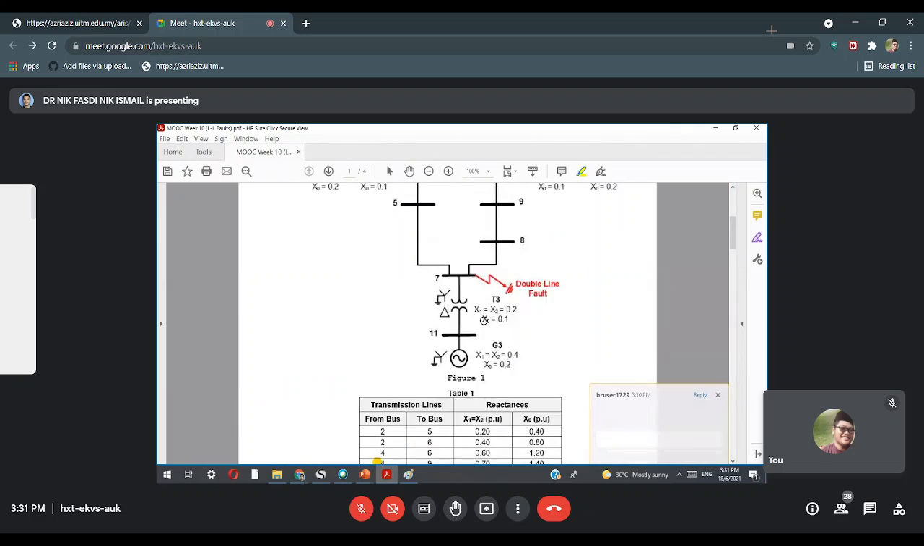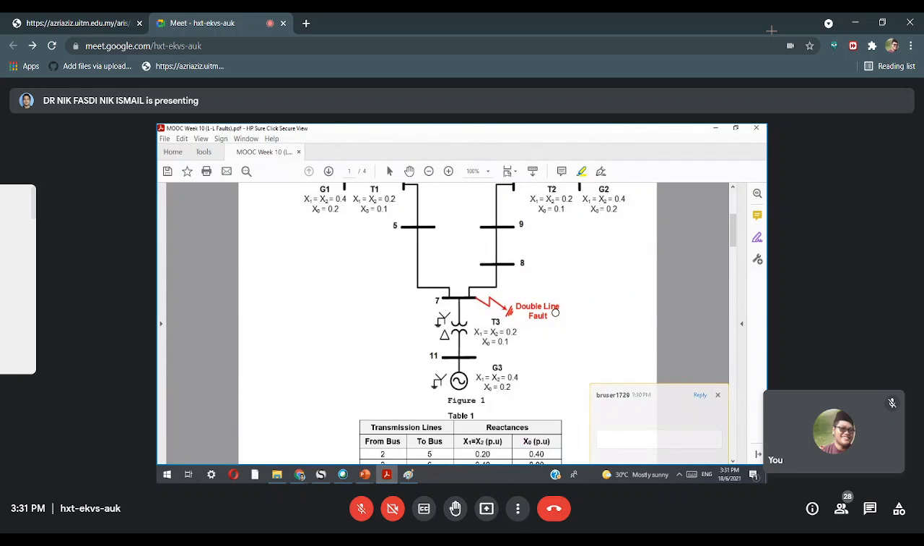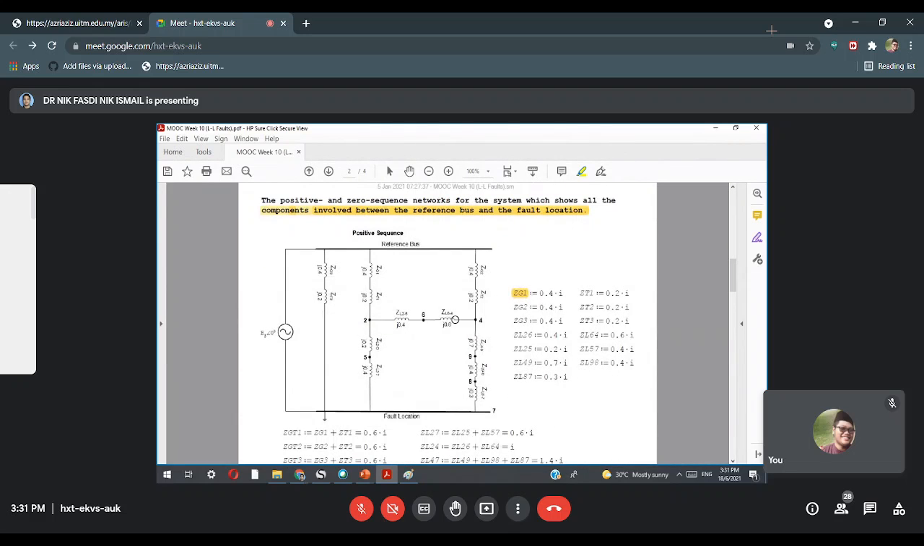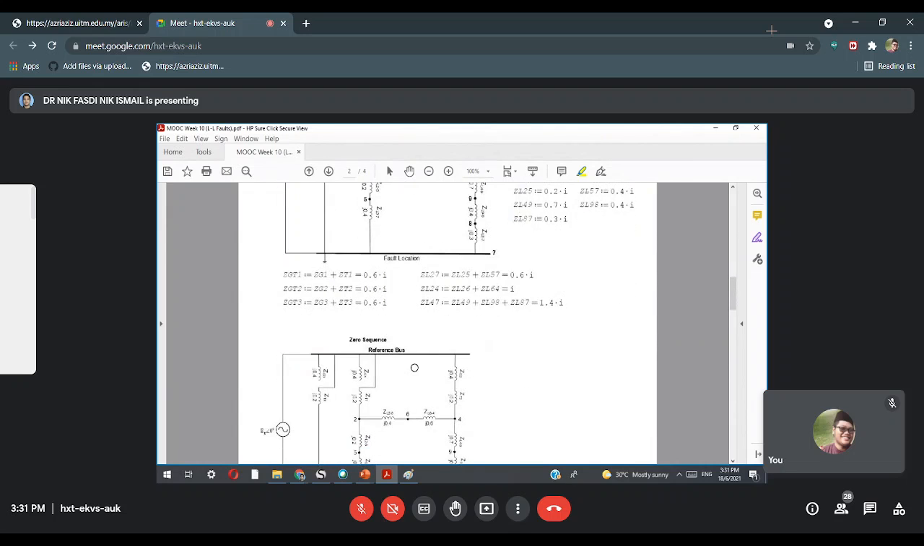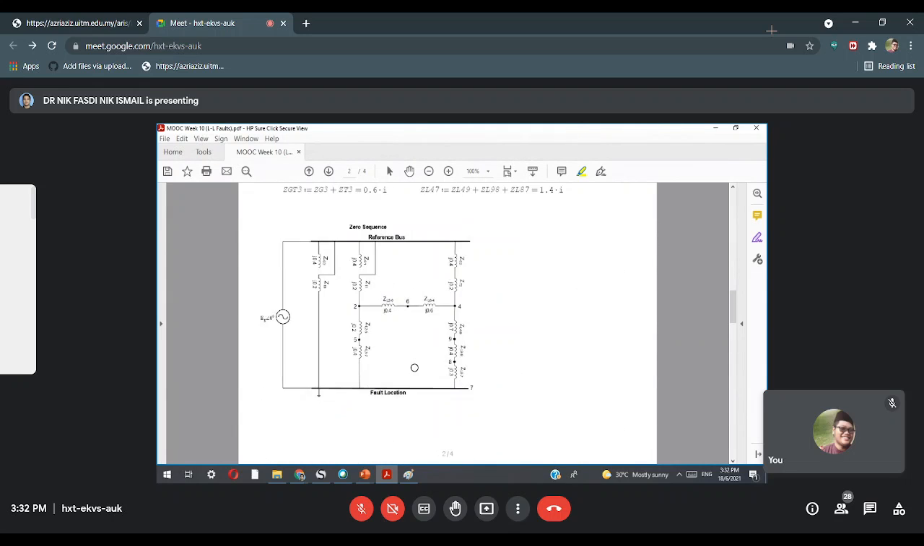And then it is connected with T2 and G2. So it is connected with T2 and G2. Okay, that is the equivalent circuit for positive sequence. Okay, do you understand? Do you get the idea of how to draw it? You got it, right? Okay, understood? If you can, very good.